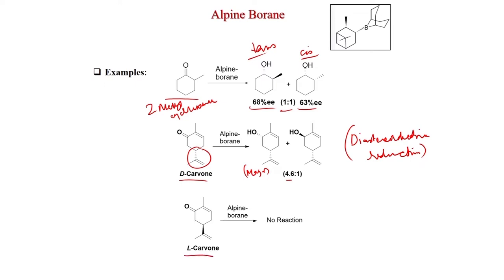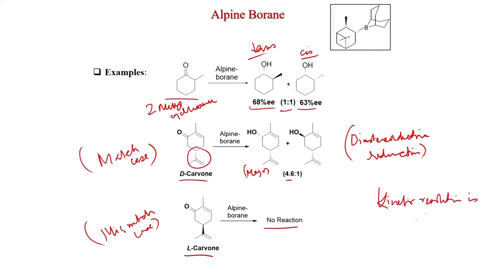Interestingly, when L-carvone is used, then with Alpine borane there is no reaction. So, what does it mean? That means this is the matched case where you get the product, and this is the mismatched case. So, that means you can do a kinetic resolution also when you mix D-carvone and L-carvone. Kinetic resolution is possible from a mixture of D and L carvone, because only D will react with Alpine borane and L will not react.